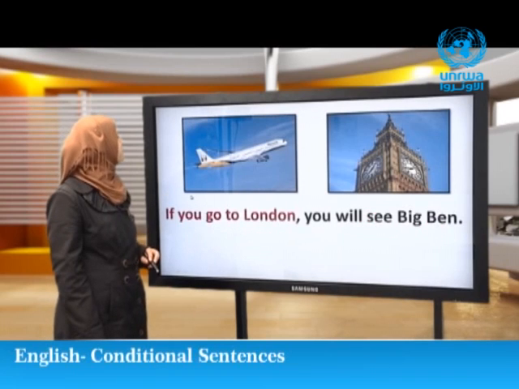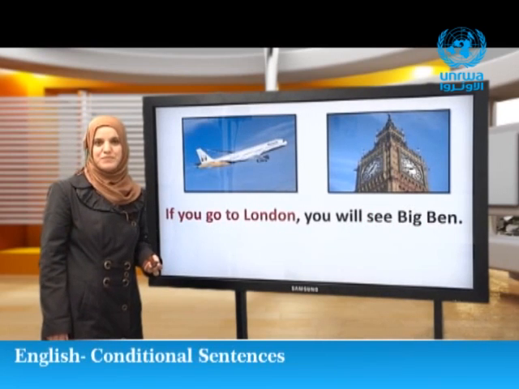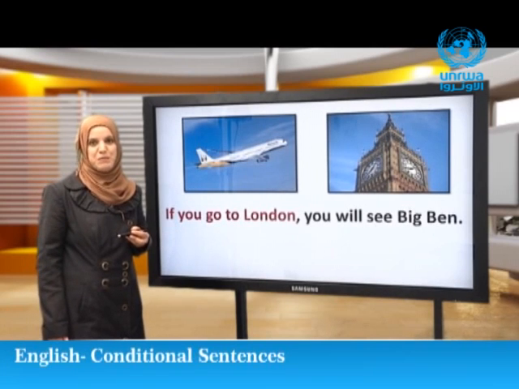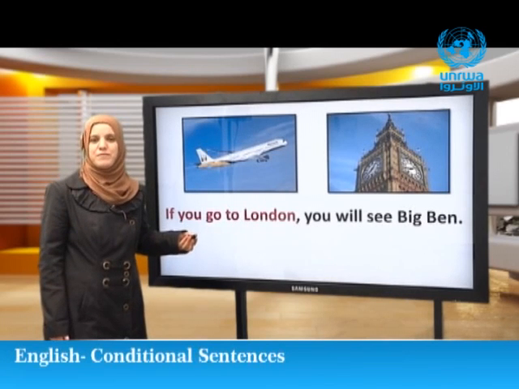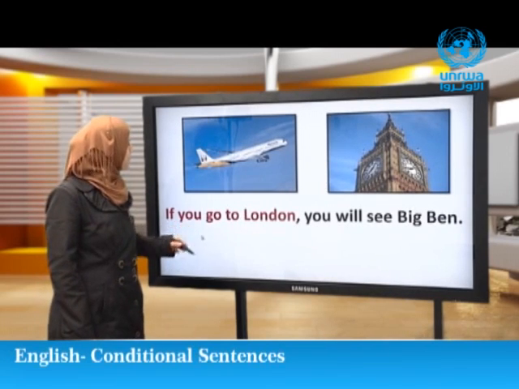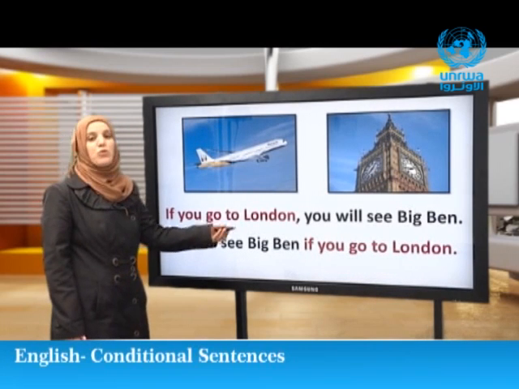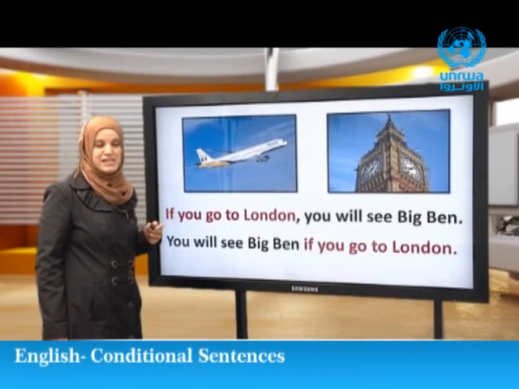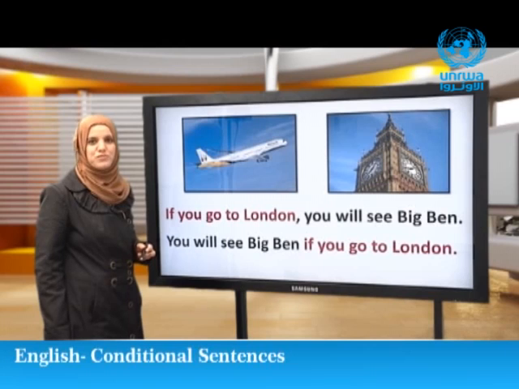Look at this. If you go to London, you will see Big Ben. Most people who go to London see Big Ben. It's famous. But it is not 100% true. You may go to London and still not see Big Ben. We can also say you will see Big Ben if you go to London. Notice the two parts of the conditional sentence can change places and the meaning does not change.